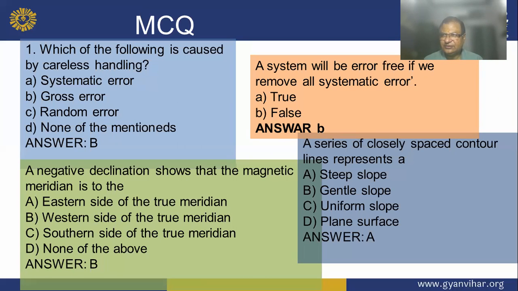And next, a series of closely spaced contour lines indicates what? What is the answer? Answer is a steep slope. And now, a negative declination means the magnetic meridian is to the, what is the correct answer? Answer is B, western side of the true meridian.